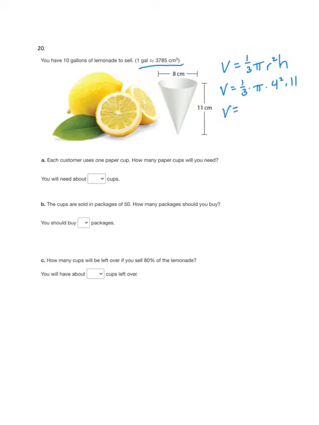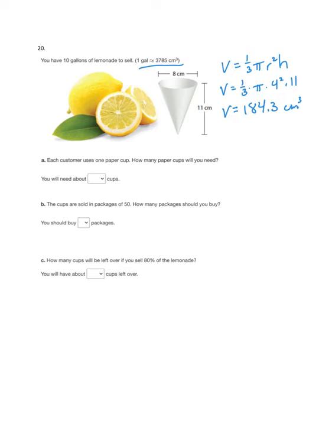And I'll go ahead and calculate that. 4 squared is 16. So 16 times 11, divided by 3. That's the same as multiplying by 1/3 times pi. And I get 184.3 cubic centimeters. Okay, so that's in 1 cup.